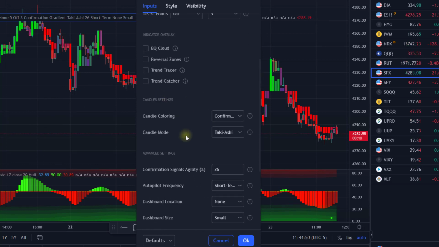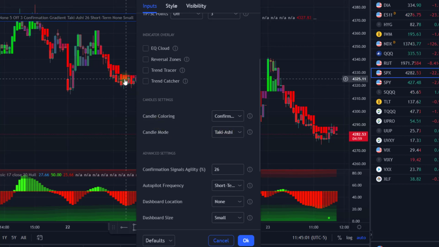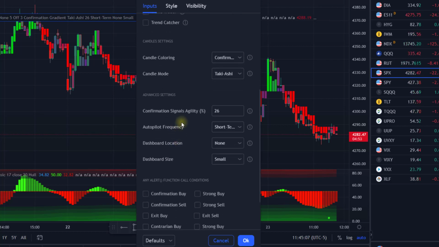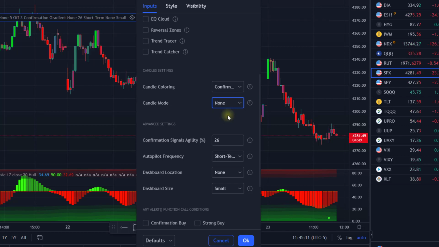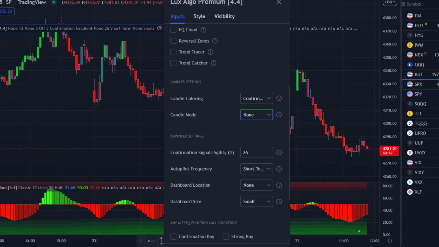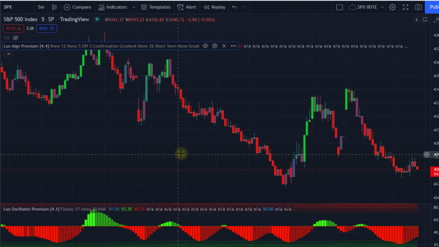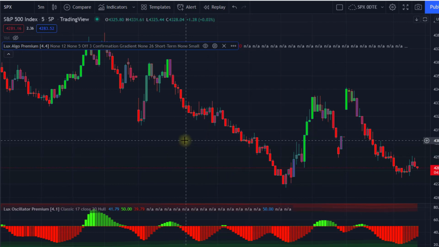The second thing I have on here is the candle coloring mode confirmation gradient. We'll talk about that in a second. And I'm using the candle mode Heikin Ashi. This is a second set of candles that are kind of like Heikin Ashi. We're going to talk through everything, but I just want you to see the settings first. So first thing I'm going to do, I'm going to take off the Heikin Ashi so that we can just look at the price chart. So this is with candle coloring mode gradient.